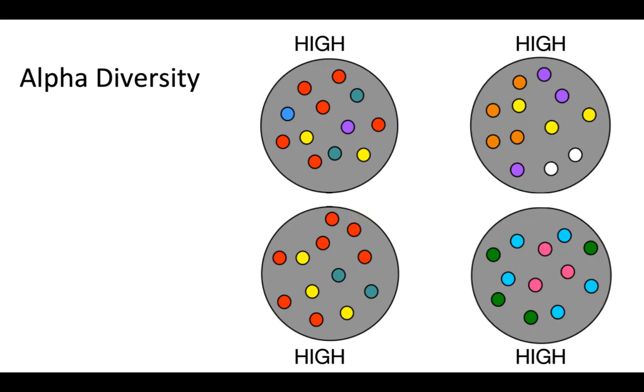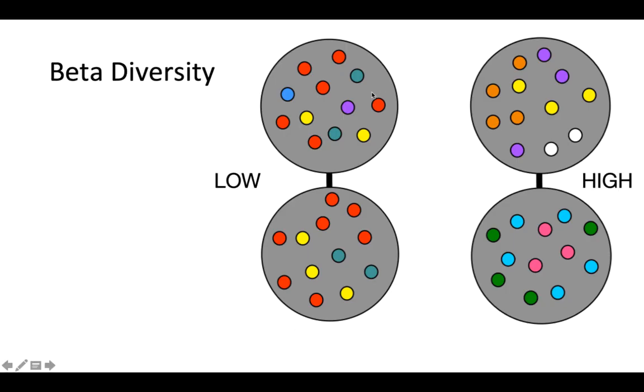But if we switch to beta diversity and we make comparisons, we might compare these first two sets of plates. Those have lots of different colors in them, but the distribution of colors is pretty similar between the two plates. So we'd say this has low beta diversity between these two samples.